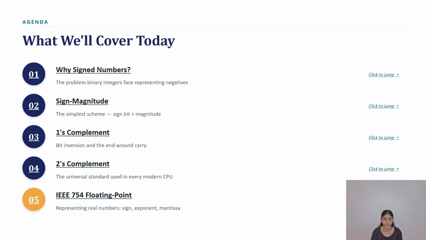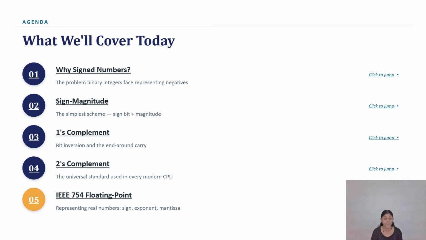And section 3 is one's complement. Complement means it is an inversion, so the bits are to be inverted, one time inversion. And section 4 is 2's complement. 2's complement is a universally accepted standard which is used in every modern CPU. We will see what is meant by 2's complement.